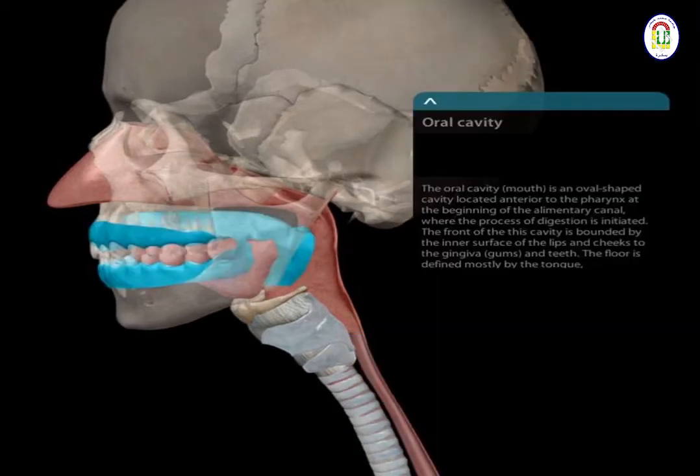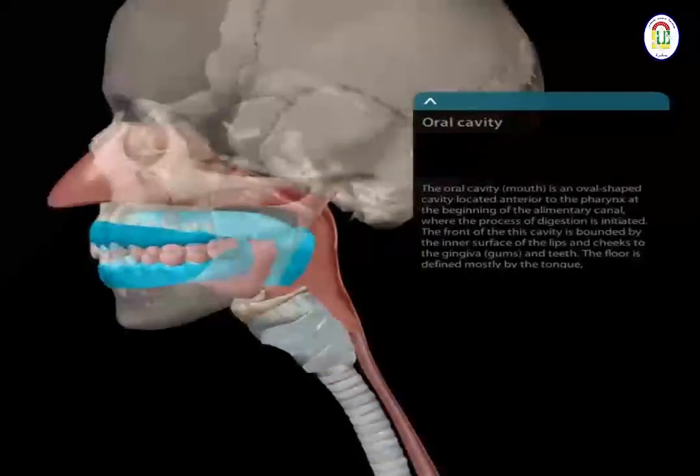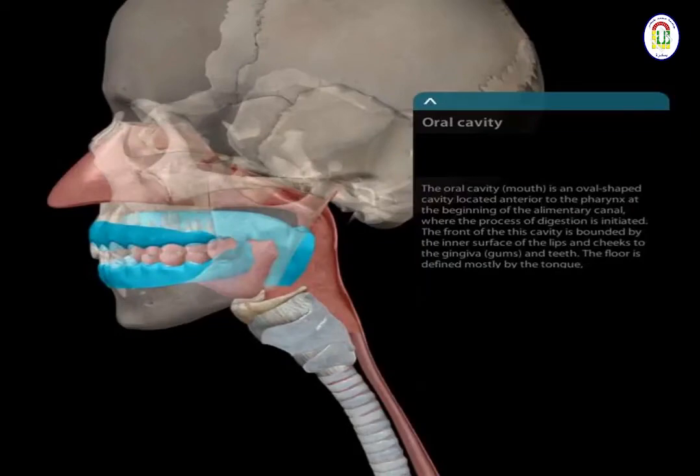The oral cavity, or mouth, is an oval-shaped cavity located anterior to the pharynx and the beginning of the alimentary canal, where the process of digestion is initiated. The front of this cavity is bounded by the inner surface of the lips and cheeks, the gums, and teeth. The floor is defined mostly by the tongue.